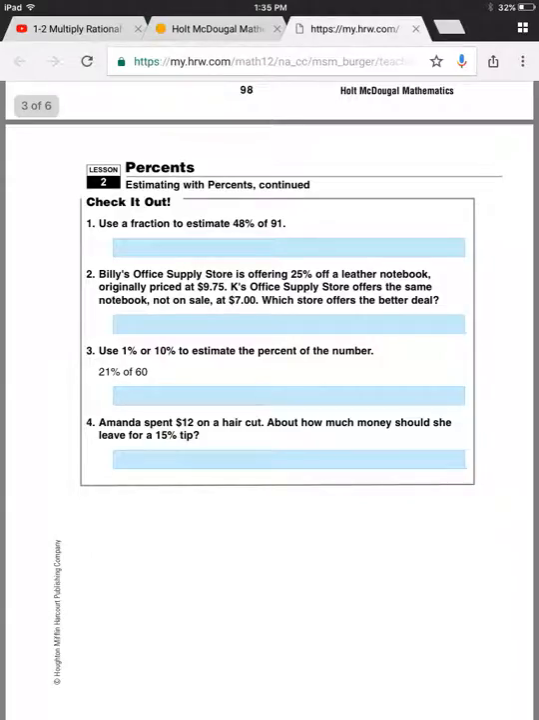Okay, go through and do your check it outs. Number 4 is going to be one where you have to divide, because it's a 15% tip instead of multiply.